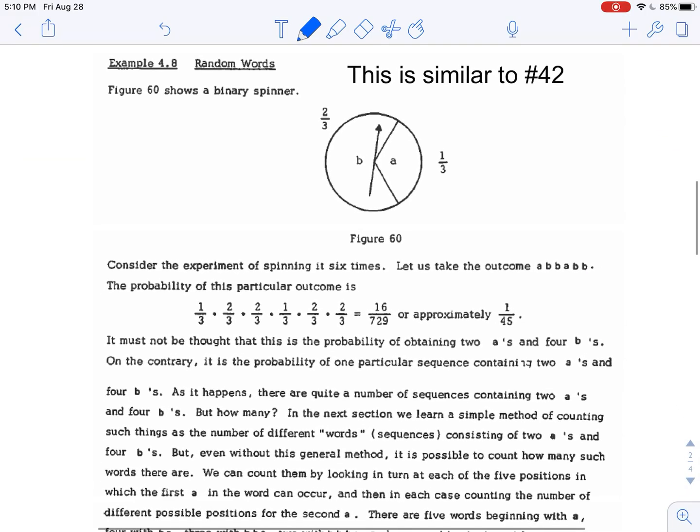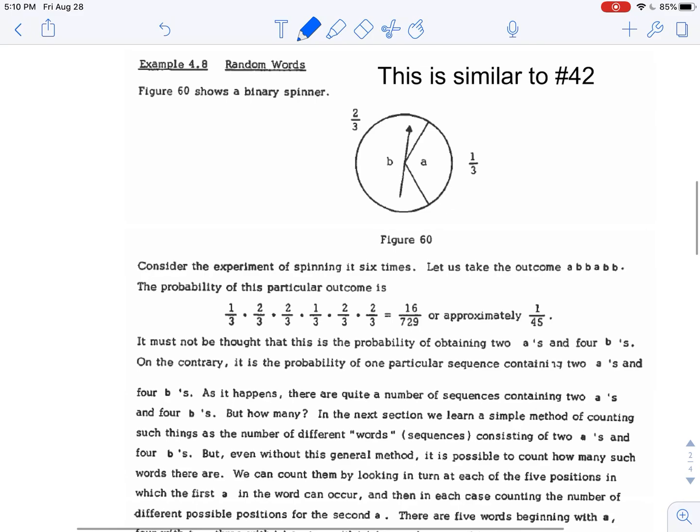All right, a similar problem to exercise 42. You have some binary spinner where there are just 2 possible outcomes, just the letter A, letter B. So we spin it 6 times. Let's say maybe one of our outcomes is ABB, ABB. Okay, that'd be one possible way of that happening.